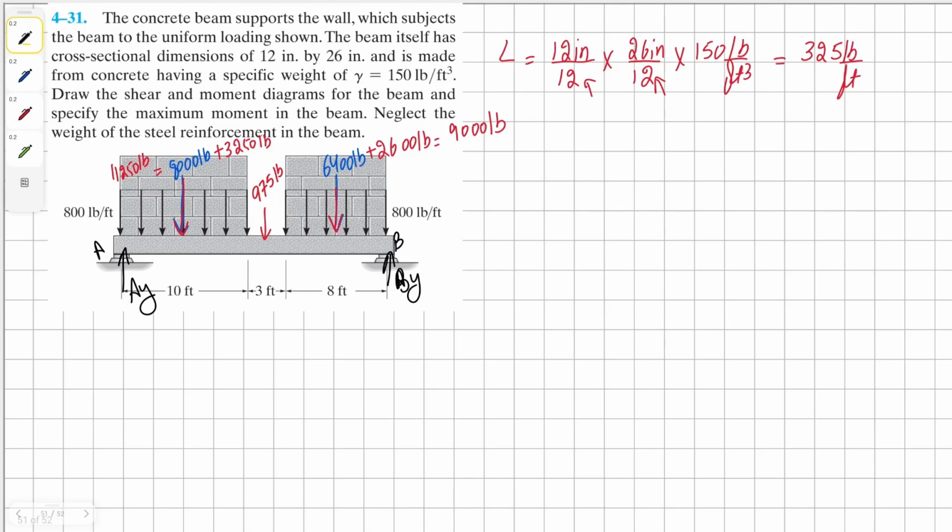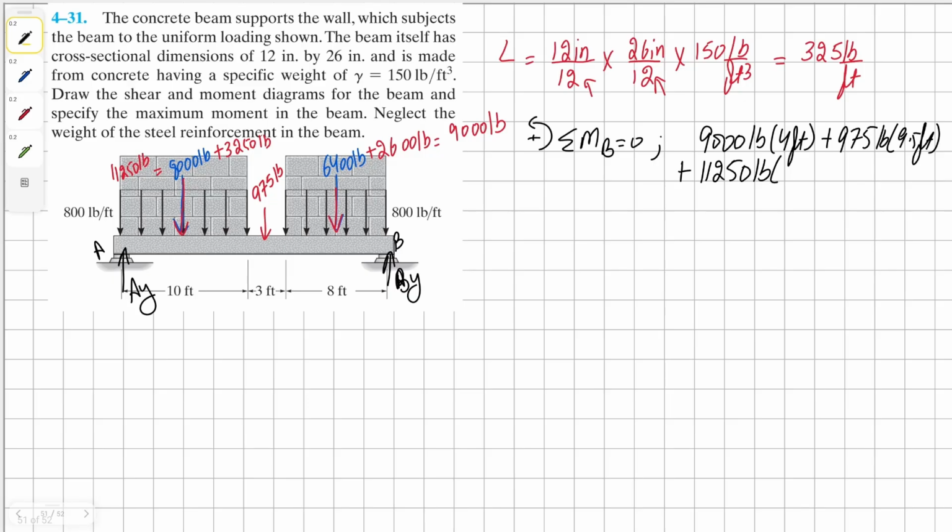To calculate these values, let's take moment about the point B. When we take moment about the point B, we can have counterclockwise 9,000 pounds, it's going to be 4 feet away. Then we have counterclockwise 975 pounds, and it's 9.5 feet away. Then we have counterclockwise 11,250 pounds, and it's 16 feet away. And finally we have clockwise AY, and it's 21 feet away, all equals to 0.